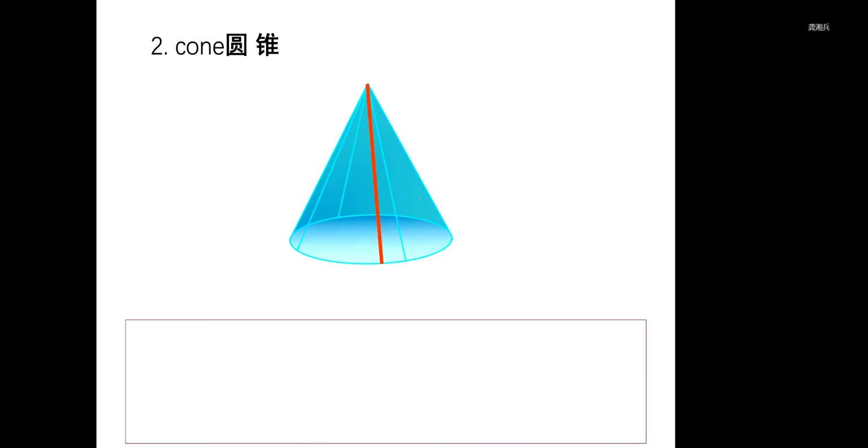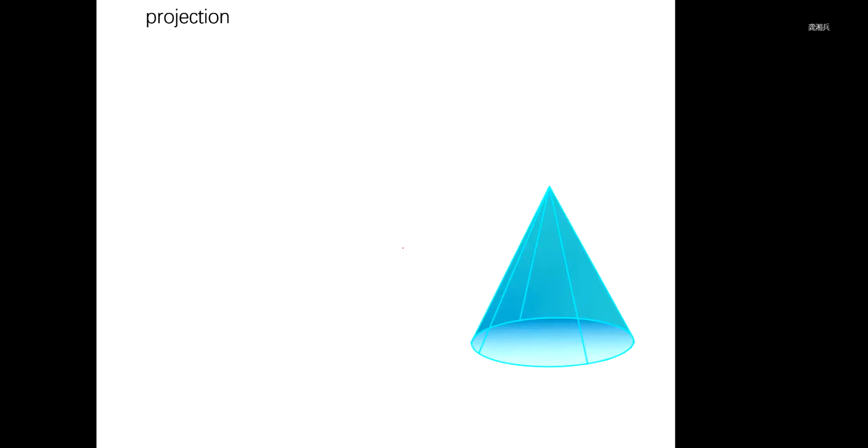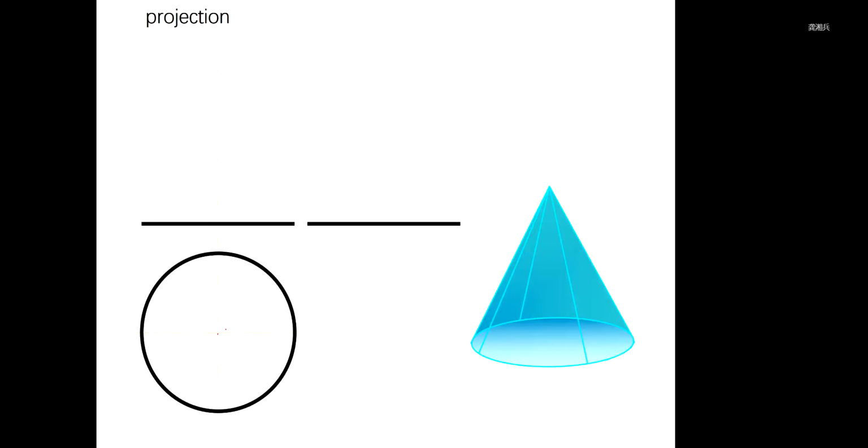The cone, okay, you can use a red line, an incline line, to intersect with it. A cone comprises the cone surface and the bottom plane. The cone surface is just like the outline of this curved plane, and the other one is a circle. So for the projection, you see, guys, it is very easy. For this one, you get the point should be here.